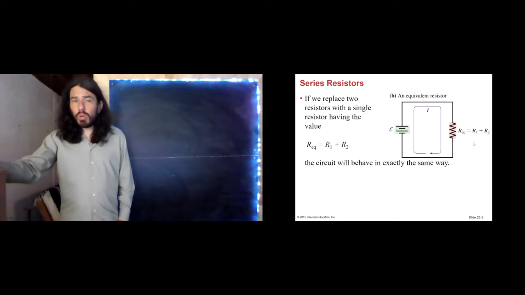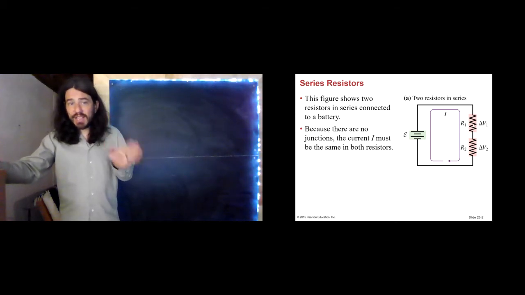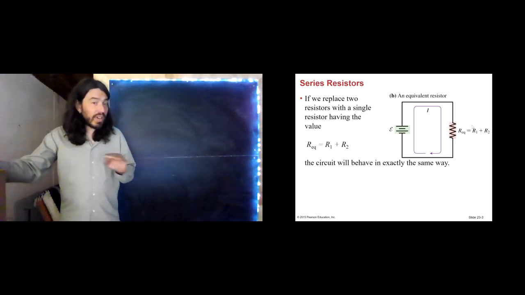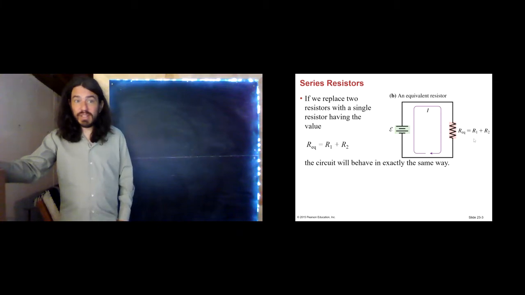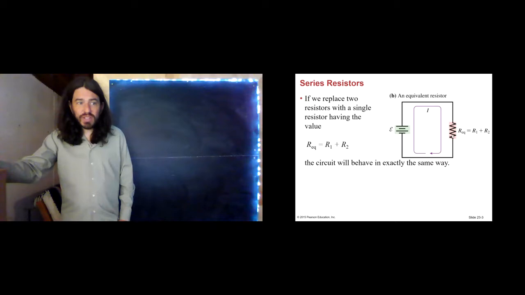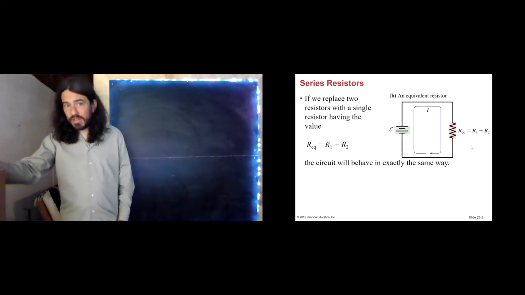Now, it turns out we could replace these two resistors here with a single resistor that has the exact same resistance, and the circuit will behave identically, whether it has the two original or the one equivalent. And it turns out that we can replace them with an equivalent resistance that is simply the sum of the two individual resistances. So this circuit will behave exactly the same as this circuit as long as this resistor has a value equal to the sum of these two resistances. We call that the equivalent resistance.